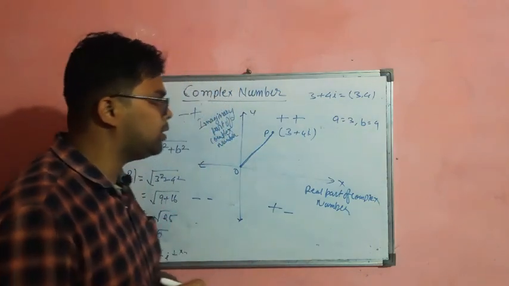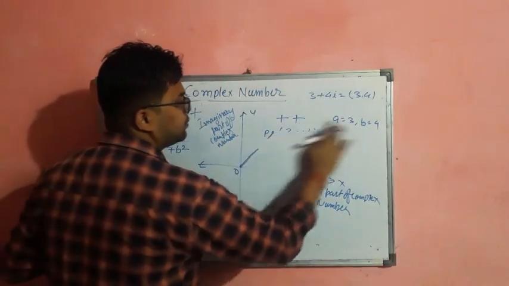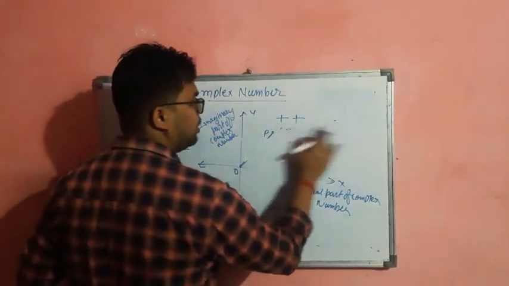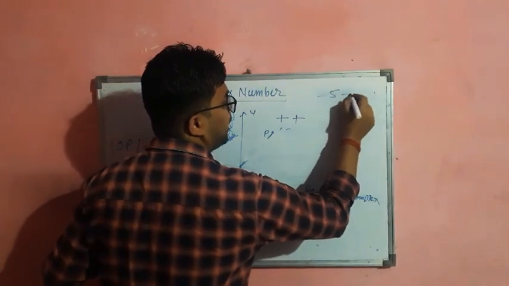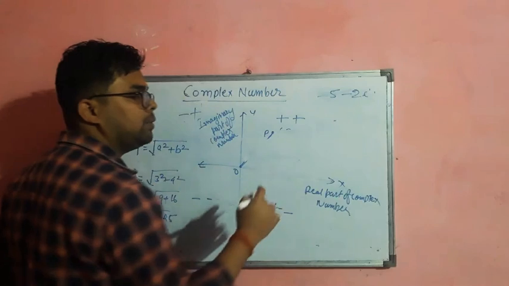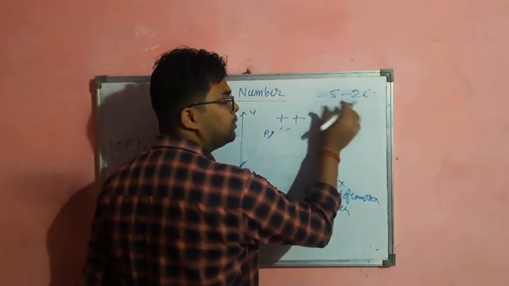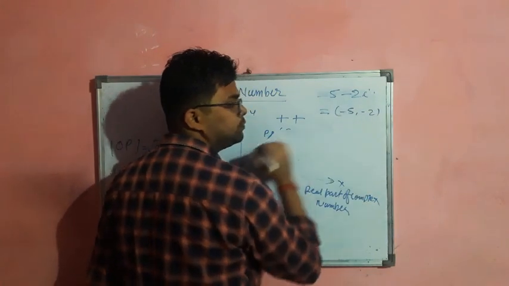Now I am taking the example of another complex number. Let minus 5 minus 2i be a complex number. If I want to take the values of a and b, what will be the ordered pair of this complex number? The ordered pair of this complex number will be (minus 5, minus 2).